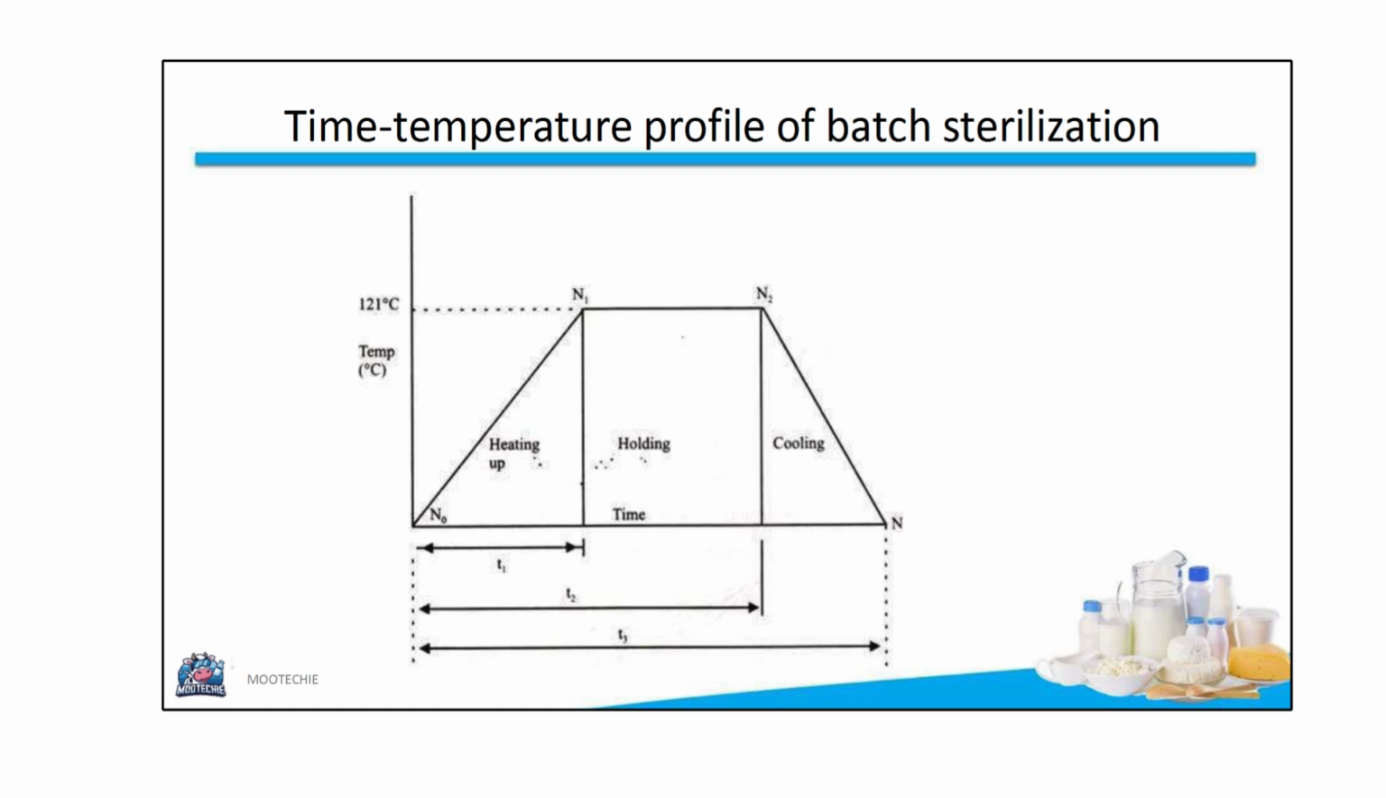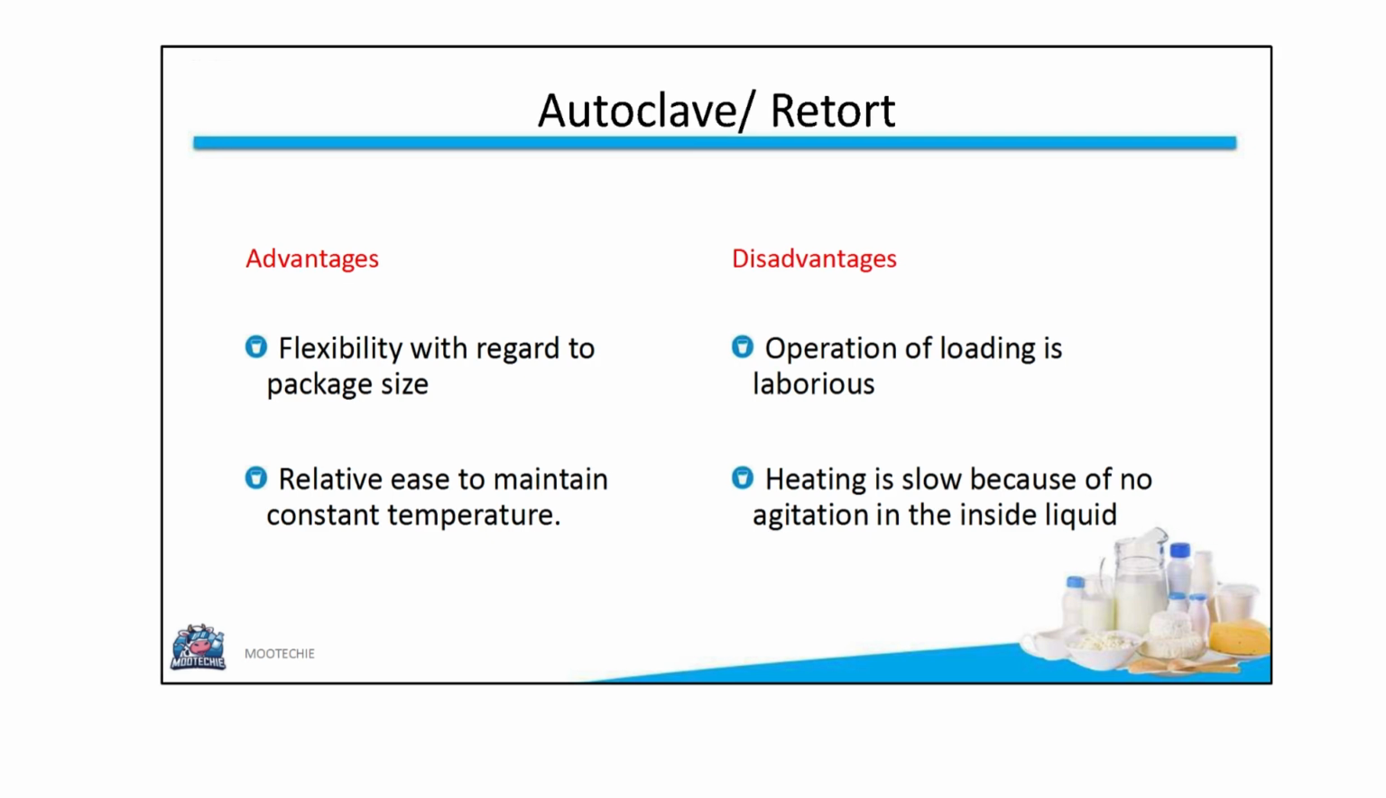Batch sterilizers like retorts have distinct advantages and disadvantages. Their advantages include flexibility in handling different package sizes and relative ease in maintaining a constant temperature. However, the loading operation can be laborious, and heating can be slow, because there is often no agitation to mix the liquid inside the containers, leading to uneven heating.